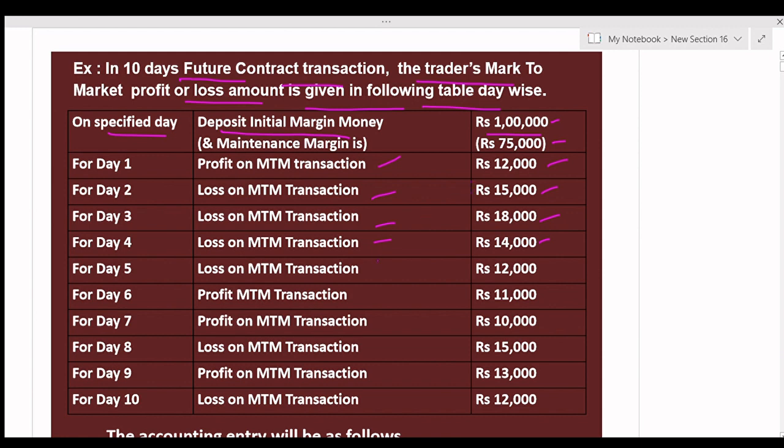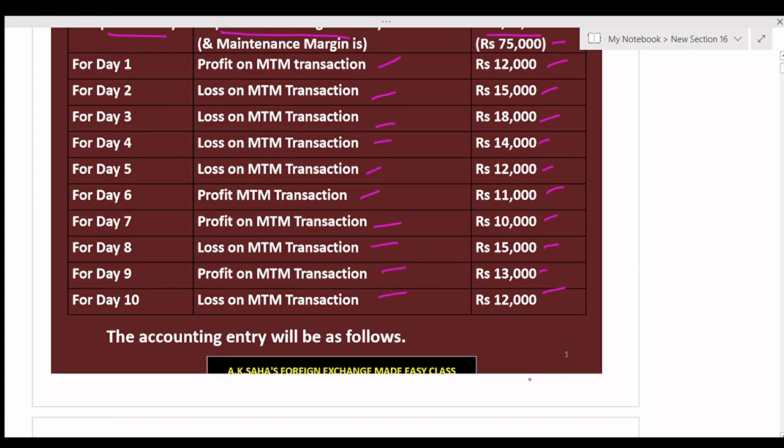And day 5, loss on MTM transaction is 12,000. Day 6, MTM profit is 11,000. Day 7, profit is 10,000. Day 8, loss 15,000. Day 9, profit 13,000. And last day, loss on MTM transaction is 12,000. The accounting entry will be as follows.